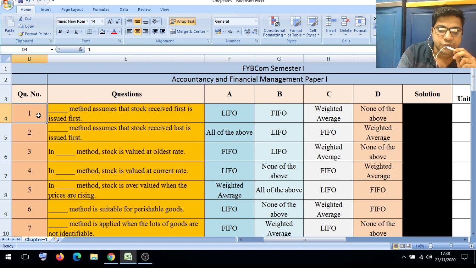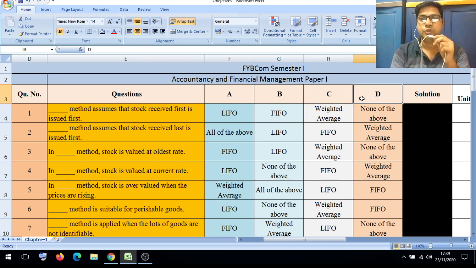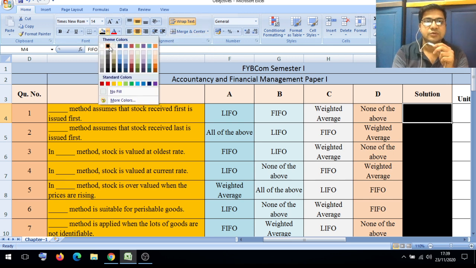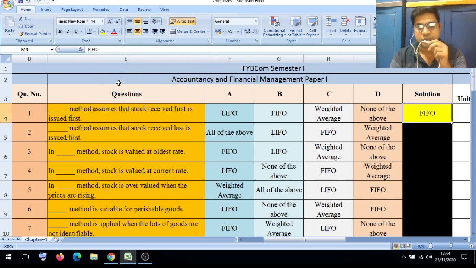Question number 1. Dash method assumes that the stock received first is issued first. Option A, LIFO. Option B, FIFO. Option C, weighted average. Option D, none of the above. Here first received, first issued, so it is called the first in first out method. It is called the FIFO method.